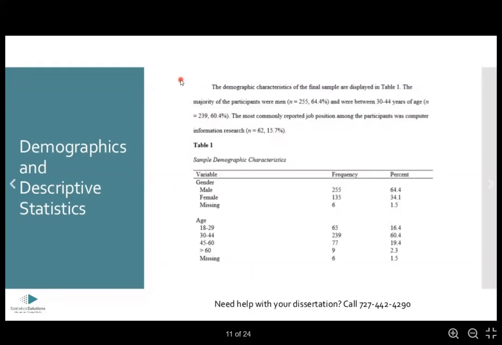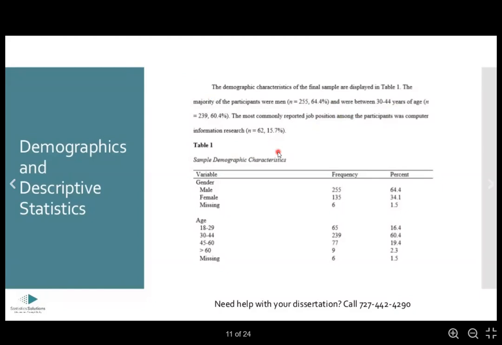So here we see that they're giving us the high points. The majority of participants were men. There were 255 men. That's about 64.4% of the sample. And they're giving us the most observed age as well. Most of the participants were between the ages of 30 to 44.